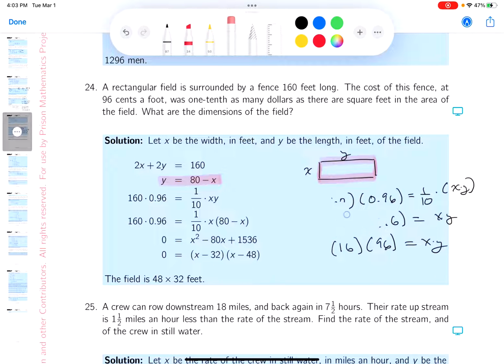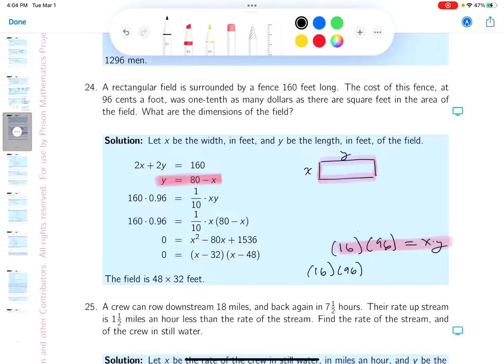And I'm going to say I got two pretty important equations at this point. I'm going to outline them for you. And it's this one here and this one over here. And yeah, I'll do the multiplication if necessary. But right now, I just want to write down what the work is. All right? So I got to eliminate something. And what I'm going to do is I'm going to write this a little bit differently. I'm going to write 16 times 96 equals x times y. Well, y is 80 minus x, right?